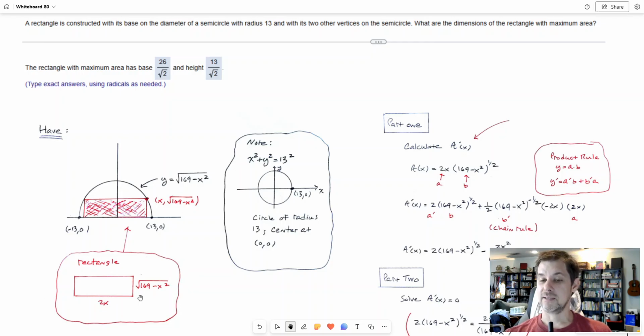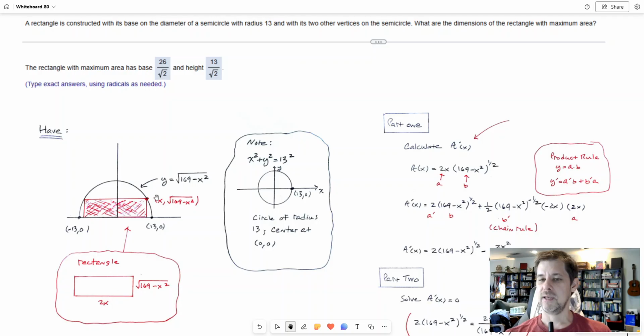So that's why I say that for this rectangle, in general, the width will be double the x, and the height will be the square root of 169 minus x squared. Now, what x is, who knows? x could be 1, and it'd be a relatively tall but narrow rectangle. x could be 12, it'd be very wide, and so on. There are lots of ways it could be, but it's all based on the x.